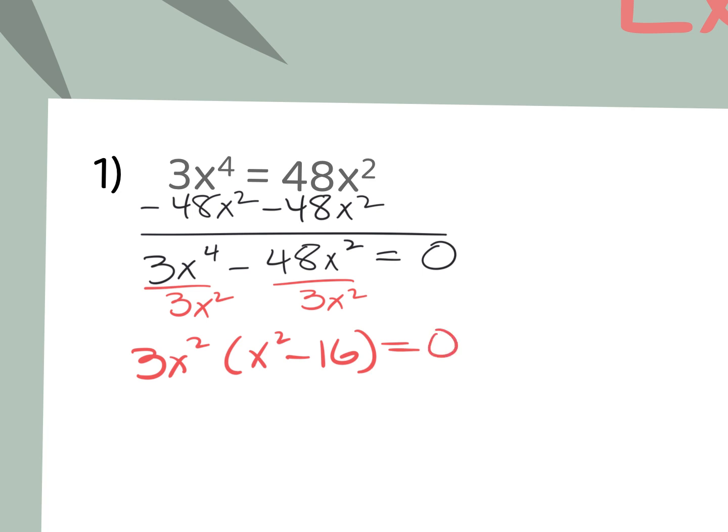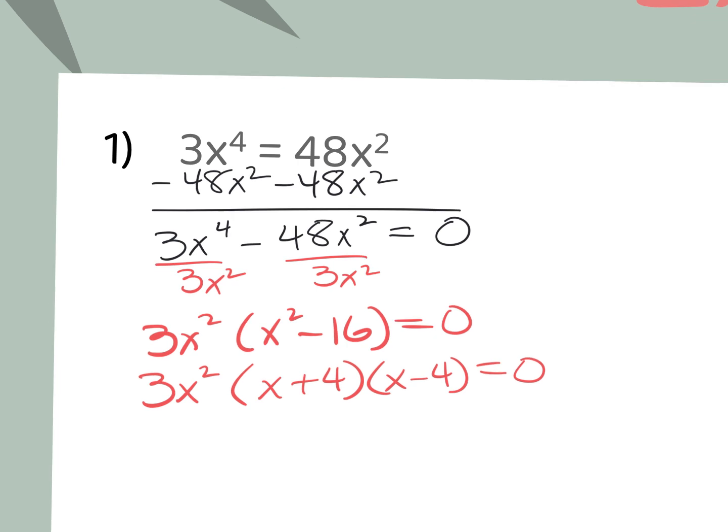And it can. I've got the difference of 2 squares. So now I'm going to continue factoring 3x squared and then factor the x squared minus 16 into x plus 4, x minus 4 equals 0. Now we've already done this in the prerequisite chapter. The only difference now is we're going to take it one step further and set each one of our factors equal to 0 and solve for x.